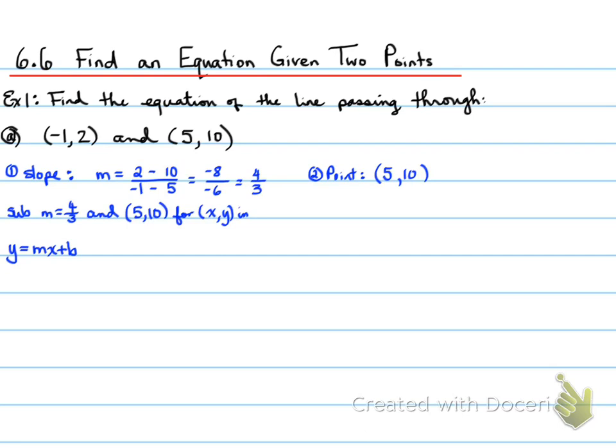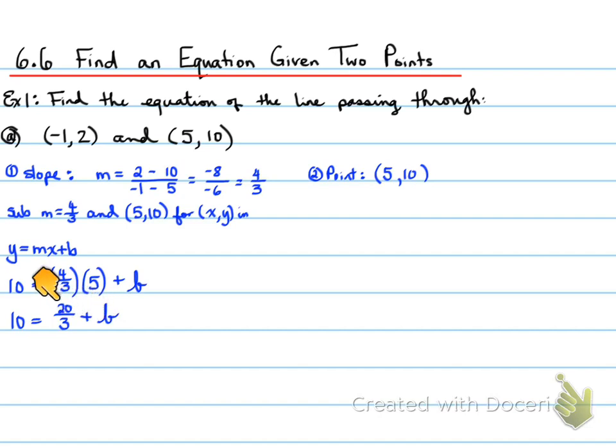That is, what is y? Well, y is 10. 10 equals m. m is 4 over 3. And then we sub in x. x is 5. Plus what, folks? Well, that's right. It will be plus b. Next, we're going to simplify. 10 is equal to 20 over 3 plus b. All right, so we have 10 is equal to 20 over 3 plus b.